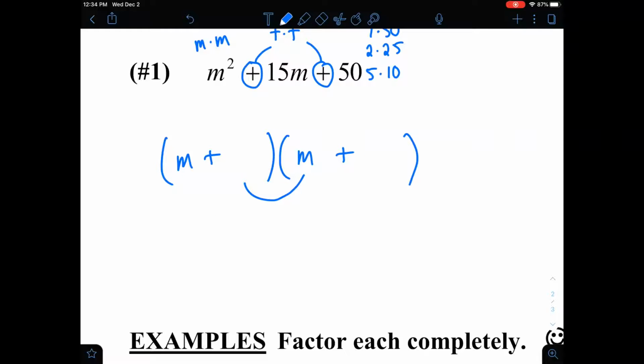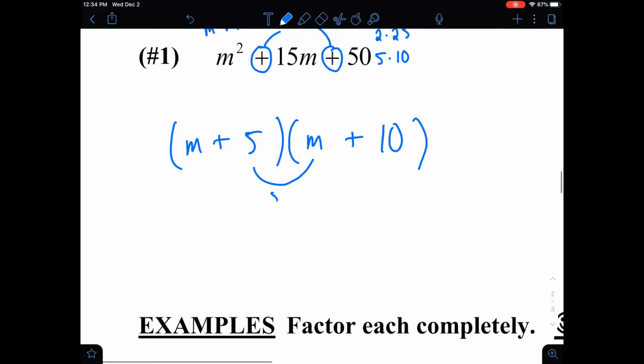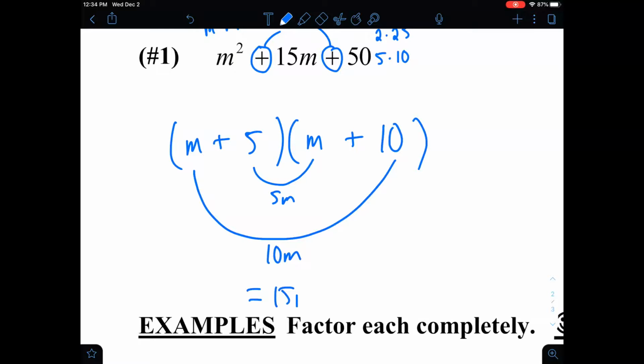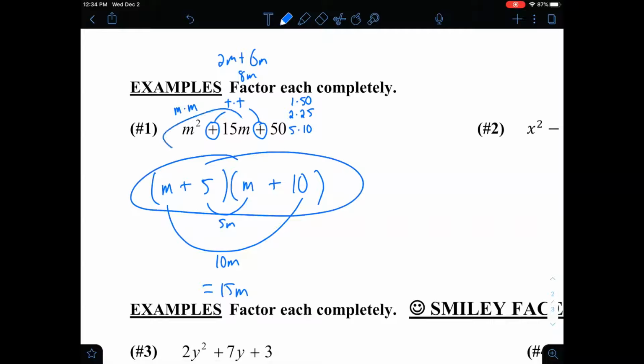is change... we're going to have to try something different. So to get 15m, you can probably see we're going to want to use 5 times 10. So 5 times 10, and that's going to give us 5m. And then m times 10 is going to be 10m. And that's going to equal, when you add those together, 15m. So that's going to be the correct thing. So if you were to FOIL this, you would get back to this, and that would be correct.